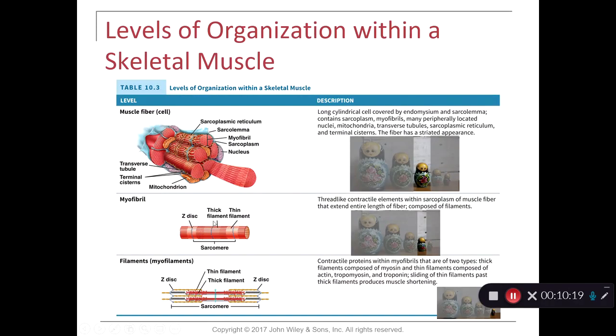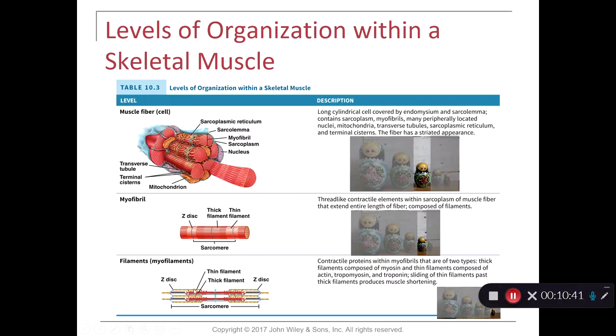Notice that they are there on these sarcomeres and they give it that darker color. Those are your striations. Within this sarcomere are different proteins, lots and lots of different proteins. All these structures that you see here are proteins. And this is the final matryoshka doll.